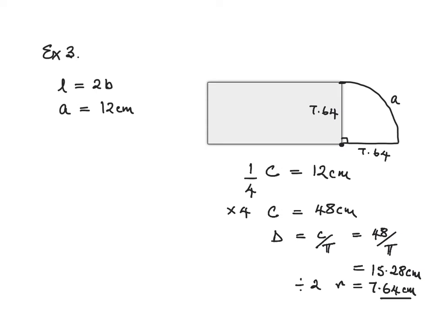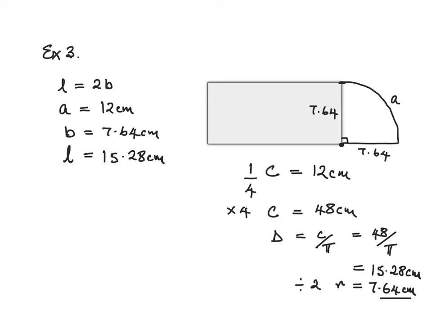Well, we know that the length is twice the breadth. What we're saying is then that the breadth of the rectangle, which also equals the radius of the quarter circle, the breadth is 7.64 centimetres. L, which is 2b, is 15.28 centimetres.